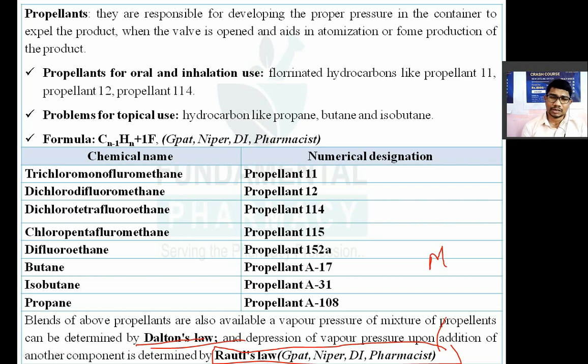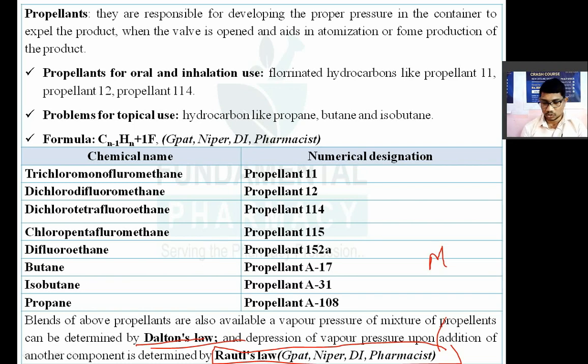Now what is Raoult's law? Raoult's law states that the decrease in the vapor pressure of a mixture upon addition of a solid depends on the mole fraction of the solute. That is nothing but Raoult's law. Raoult's law के ऊपर क्वेश्चन आया है GPAT 2023.